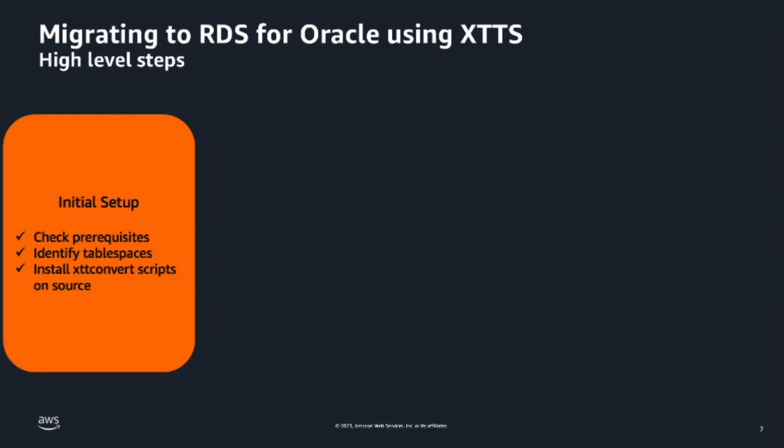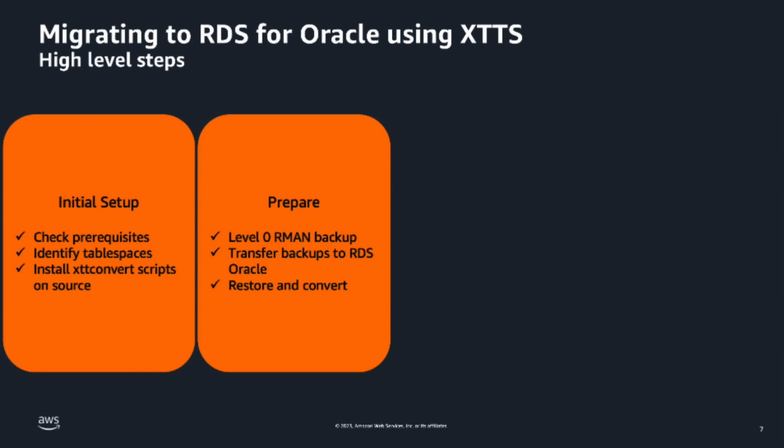Install XTT convert scripts on source. You can download these scripts from My Oracle Support document 247.1245.1. We will provide a link for this document in the description section.